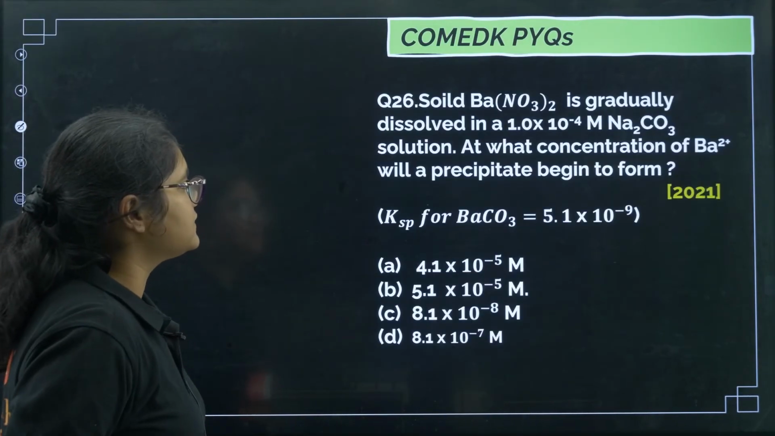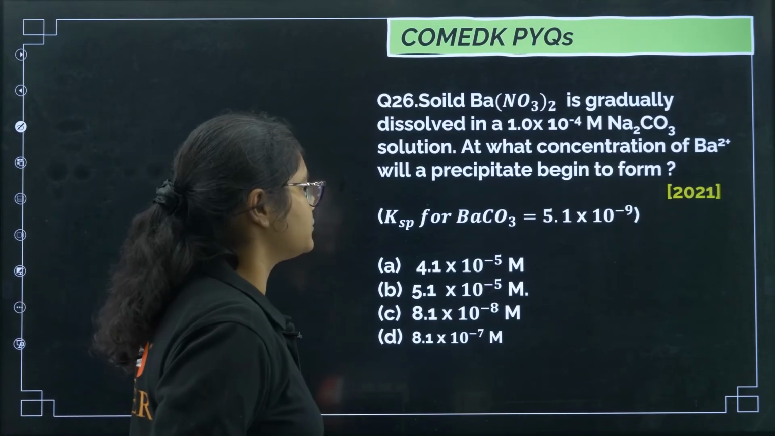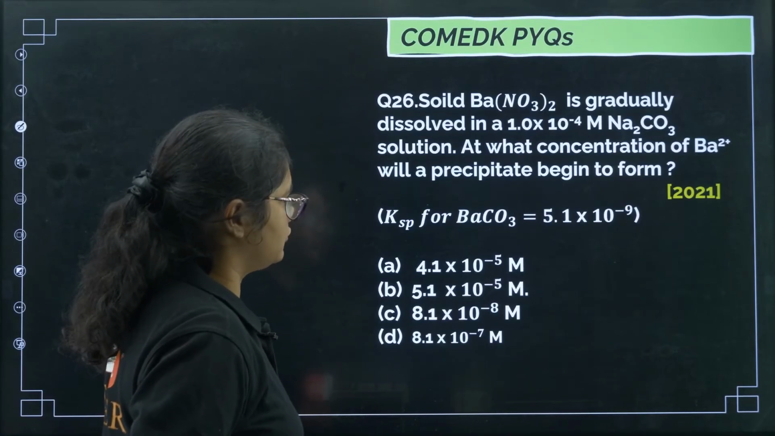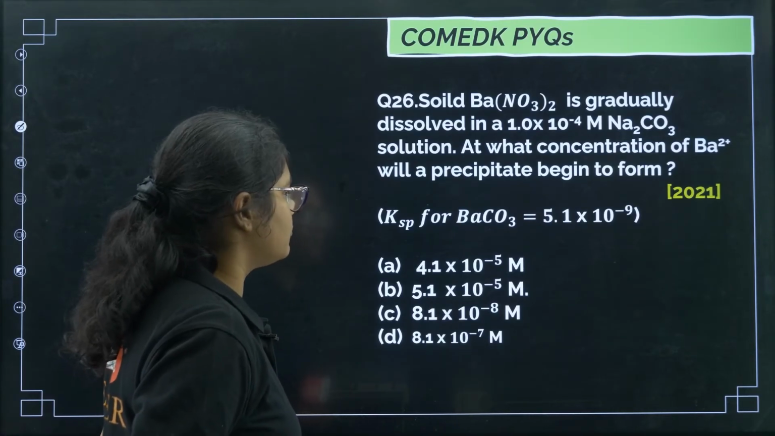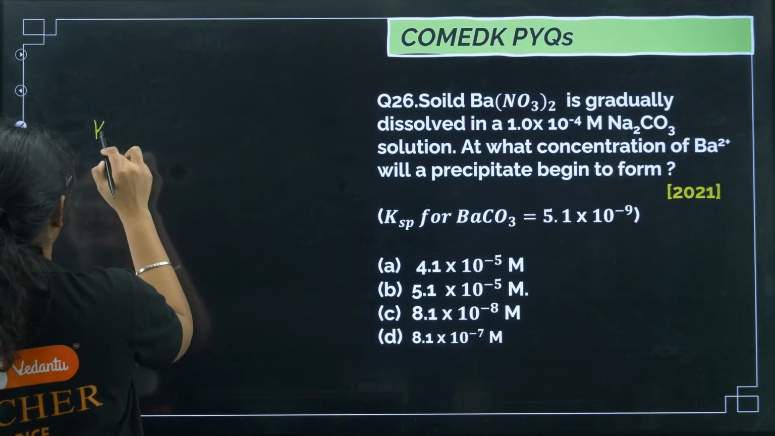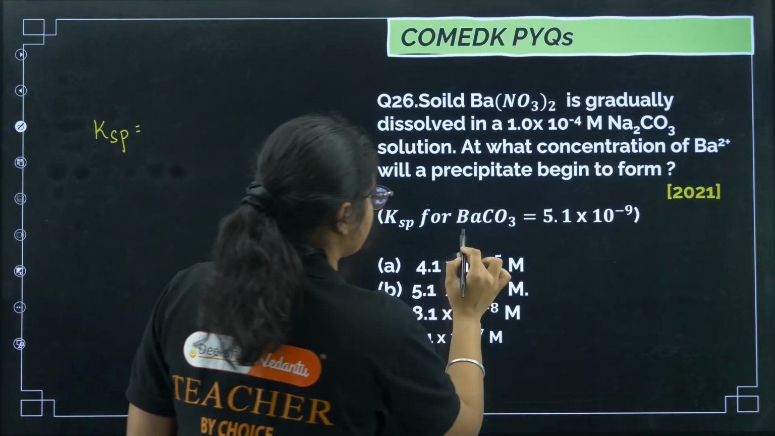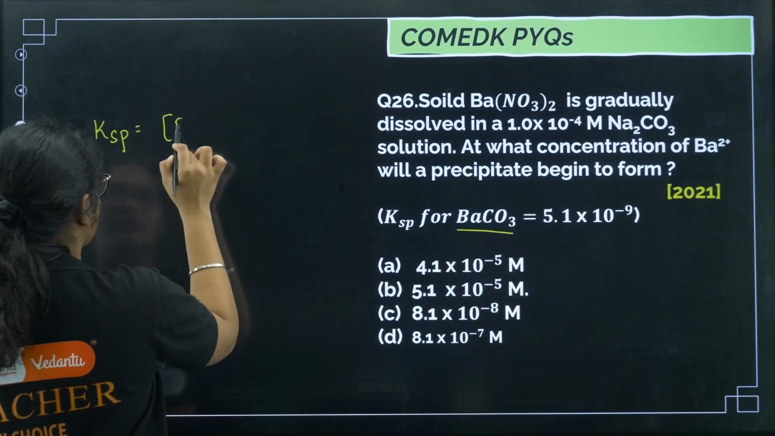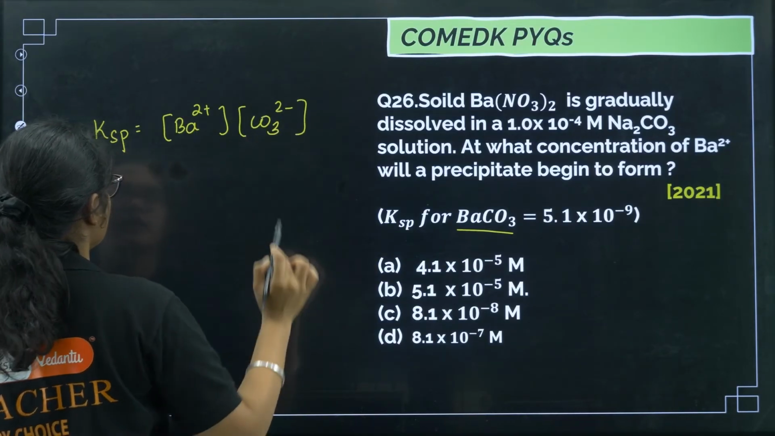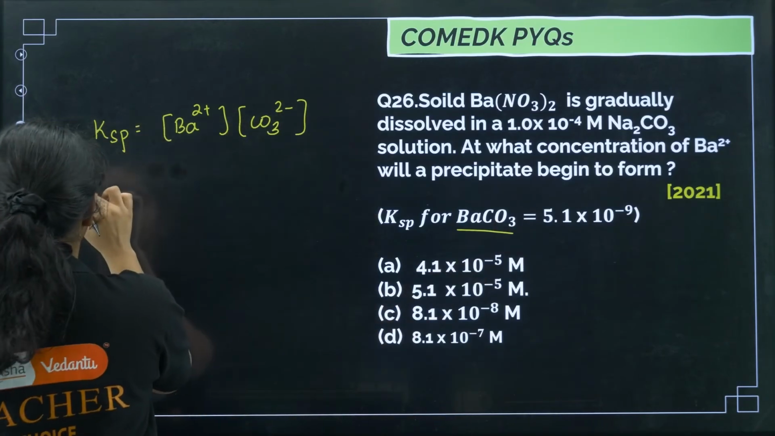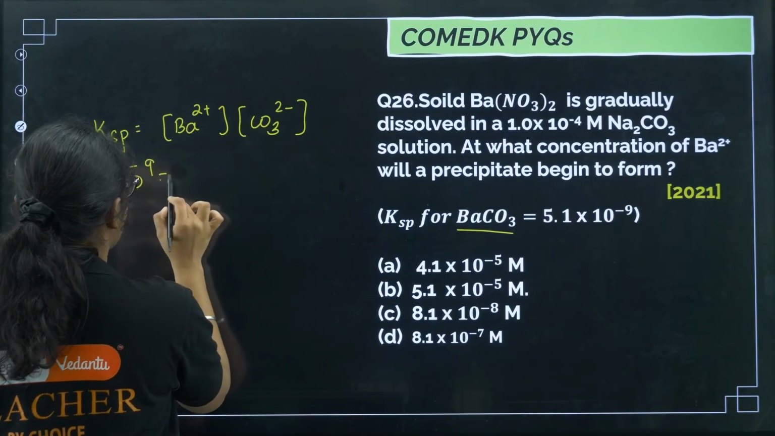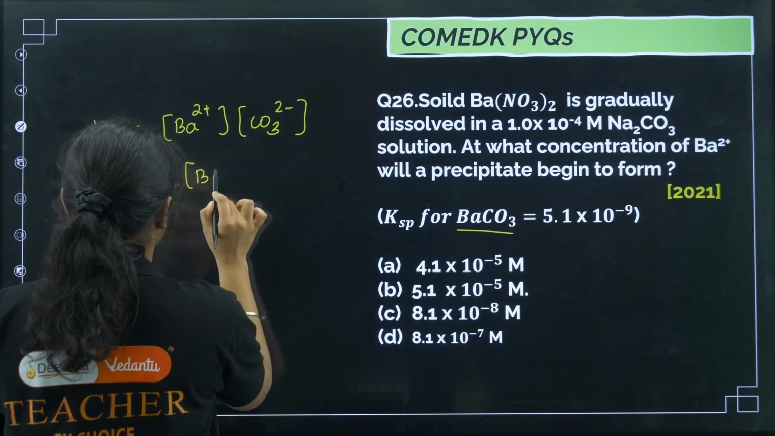Next, question number 26. Solid barium nitrate is gradually dissolved in 0.1 into 10 to the power of minus 4 Na2CO3. At what concentration of barium 2 plus will a precipitate begin to form? So here if you see, we have the Ksp of barium carbonate, which dissociates into Ba2 plus and CO3 2 minus, right? So what is the Ksp value for this one? 5.1 into 10 to the power of minus 9. And barium 2 plus concentration we need to find out.